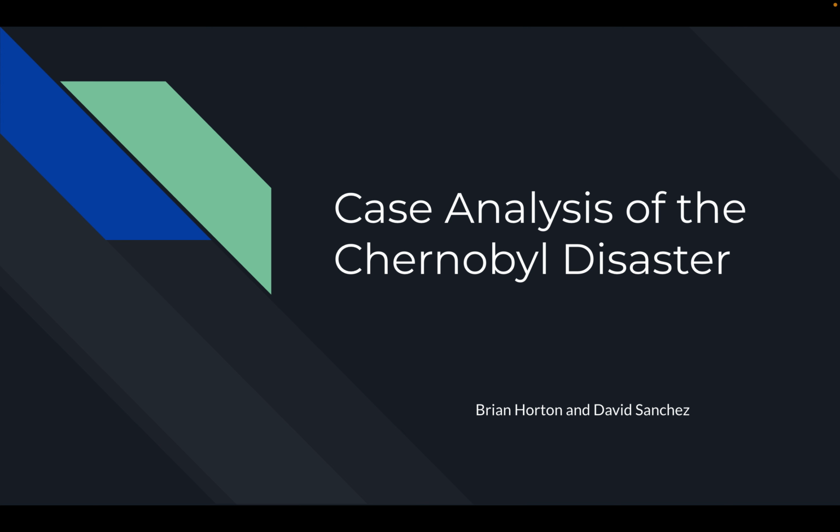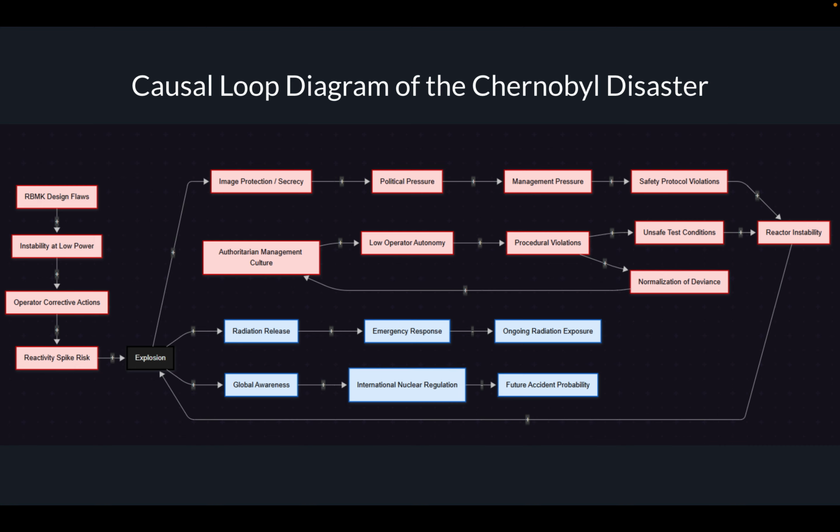This is mine and David's case analysis of the Chernobyl disaster. On this slide, you can see our causal loop diagram. The red signifies reinforcing loops, while the blue signifies balancing loops. As you can see, each relationship is represented by either a plus or a minus sign. The plus is a proportional relationship, while the minus is an inverse relationship.